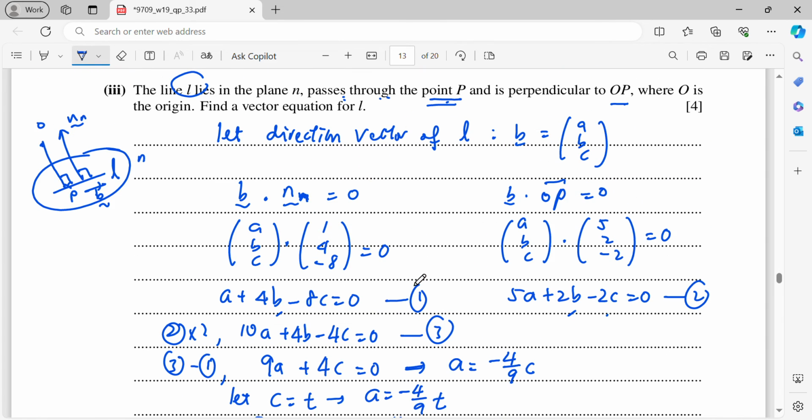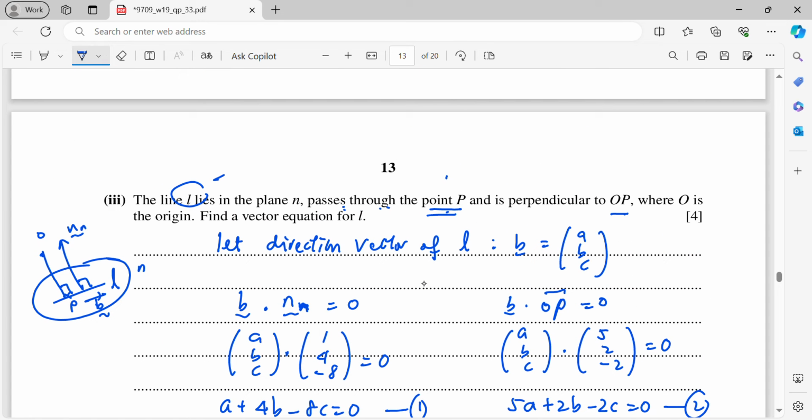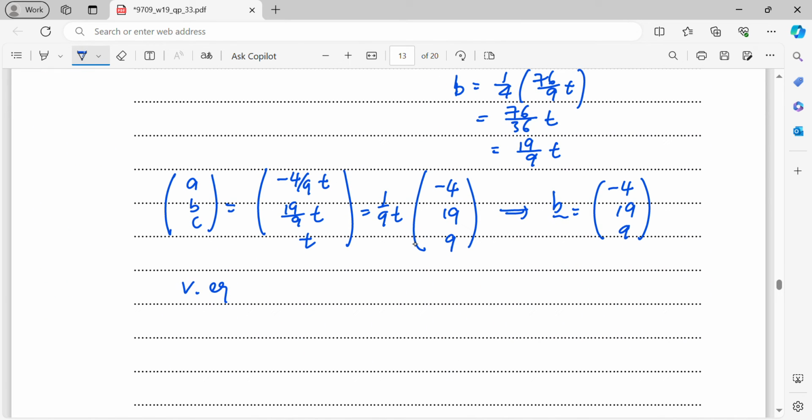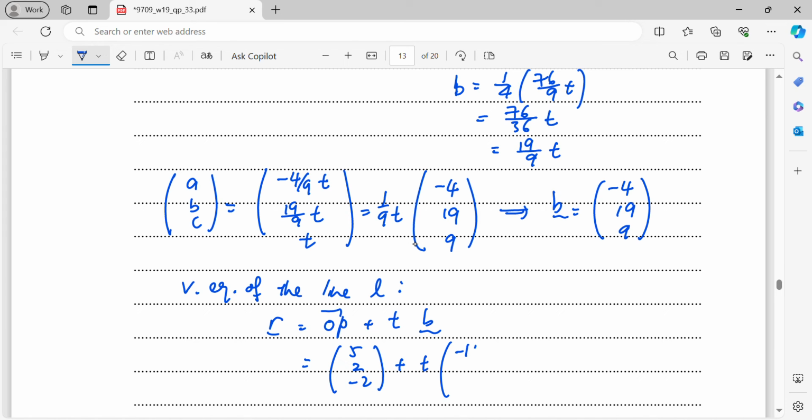Okay, and now it's given that the line passes through point P. So the vector equation of the line L, r equals to OP plus tB. My OP is basically (5, 2, -2) given in the question, plus t of (-4, 19, 9). So that's all for the working of this question.